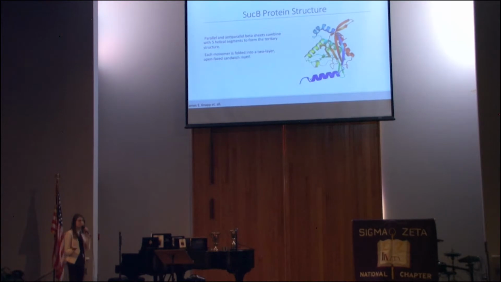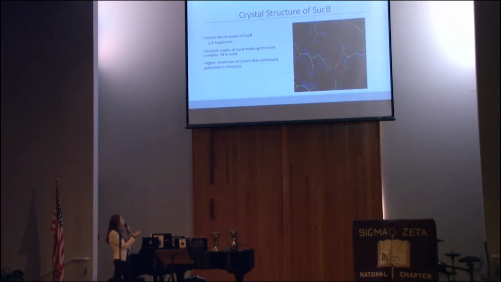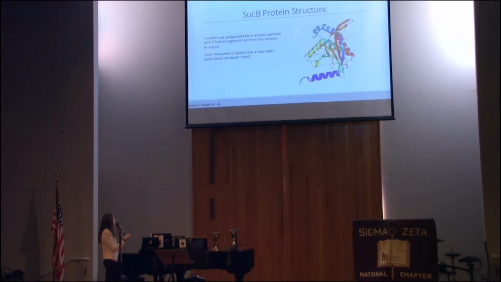So now looking at the tertiary structure. From the picture I just showed you, from collecting this data, we can put it into another program, and that gives us this tertiary structure. We see parallel and anti-parallel beta sheets, which are located here. Here are your parallel sheets, here are your anti-parallel sheets, and also 5 helical structures that wrap around into a 2-layer open phase motif.